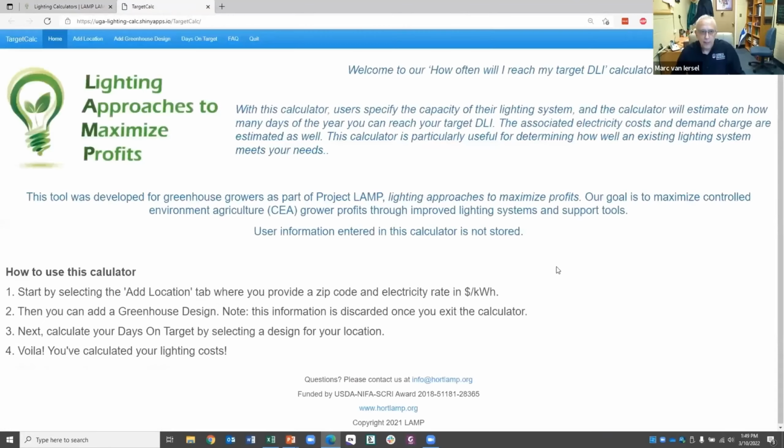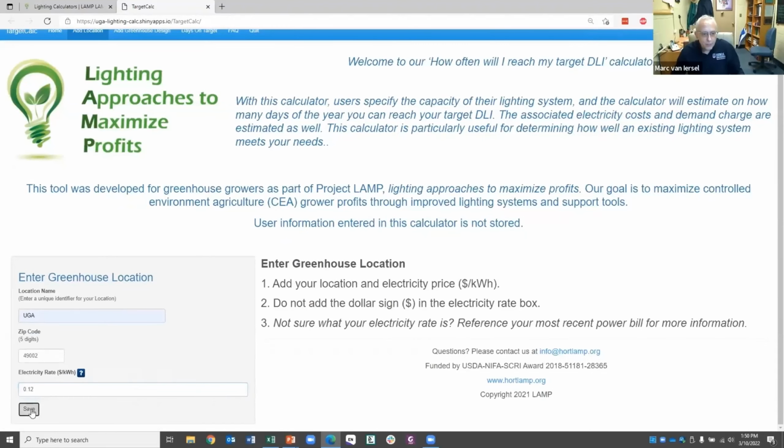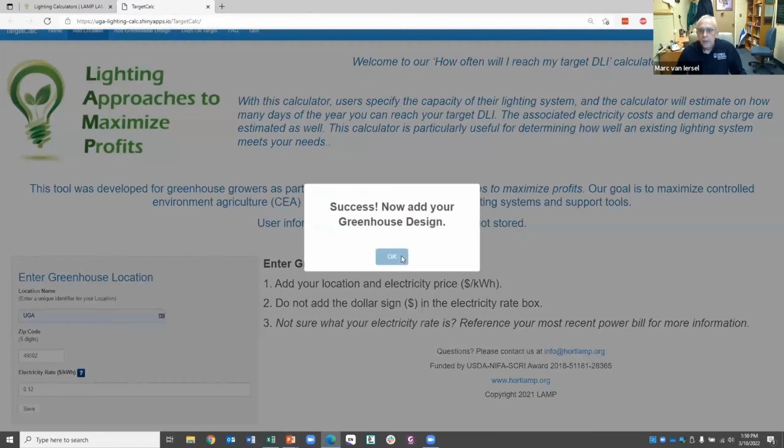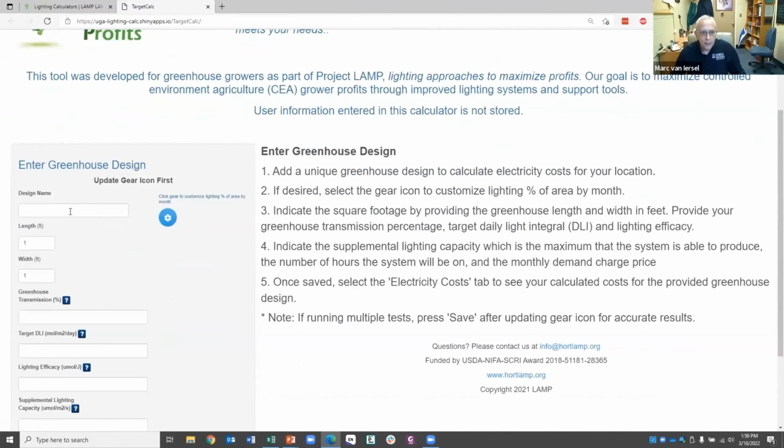And this calculator requires a lot of very similar information as the previous one. So again, we have similar tabs here at the top. So I'll click again on add location. I'll add the same information here, the same zip code, which was 49002, Kalamazoo. I don't recall the electricity rate I used last time, but we'll make it 12 cents per kilowatt hour. We save this.